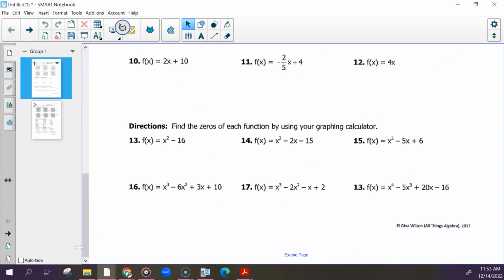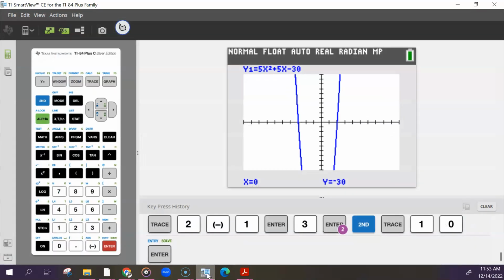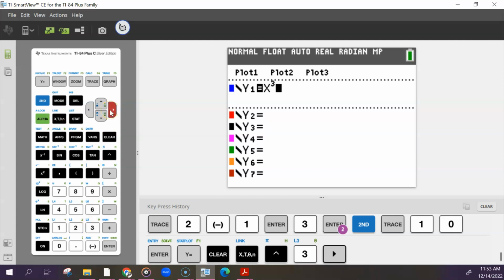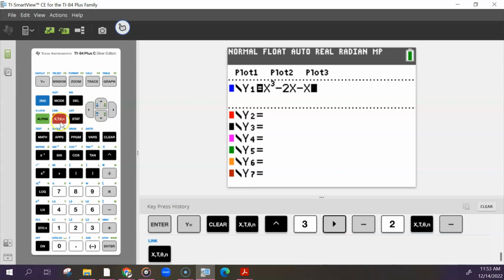Right, 17. You want to do this in Desmos or the calculator? Okay. We're going to put 17 into the calculator. So go back into y equals, clear that out. Someone read 17 off to me, please. x plus 2x minus x plus 2 plus 2.